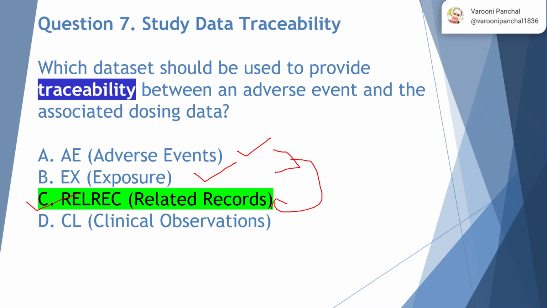So that is why the correct answer is RELREC, to provide the traceability between the AE and the associated dosing drug. Hence option A is not the right answer, B is also not the right answer, and clinical observation is specifically not the right answer, right?